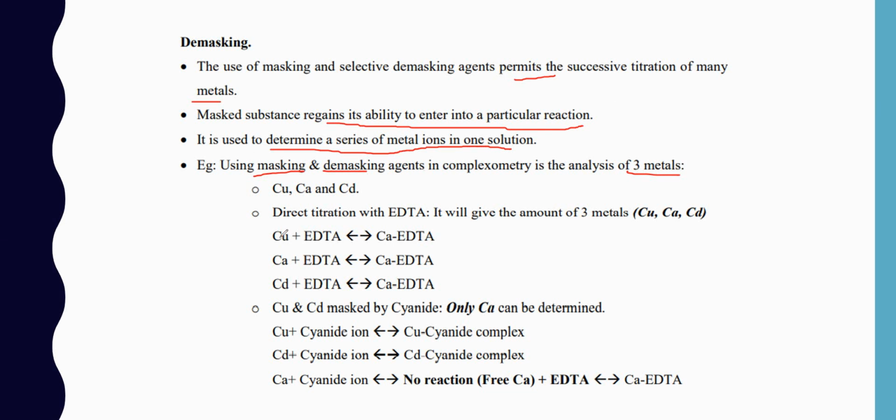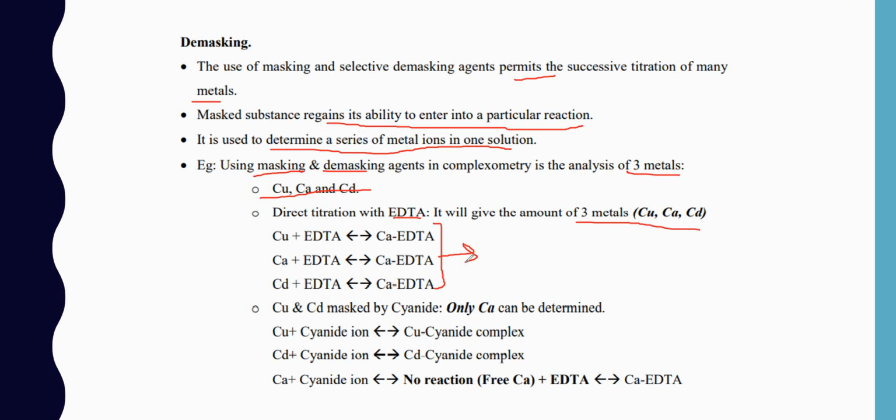Here is one example given. We have a mixture of three metal ions, that is copper, cadmium and calcium: Cu, Cd, and Ca. And we'll be using masking and demasking to estimate all three of these. Direct titration with EDTA will give the amount of three metals. We will first direct titrate with EDTA, so we will get all three metals' overall result. No masking or demasking is done here.